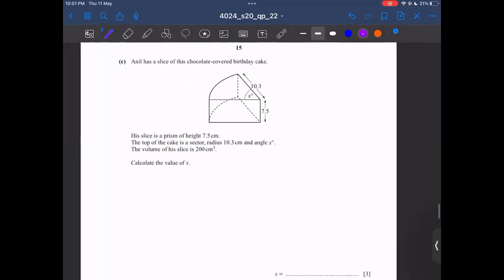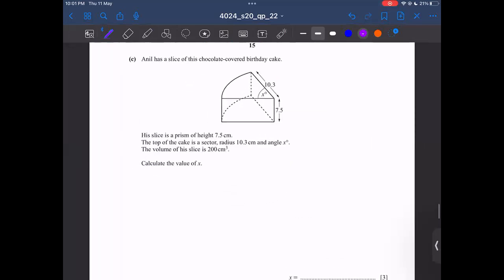Now we have, Anil has a slice of chocolate covered birthday cake. His slice is a prism of height 7.5. The top of the cake is a sector of radius 10.3 centimeter and the angle is x. Calculate the volume of the slice. The volume of the slice is 200 centimeter cube. Find the value of x.